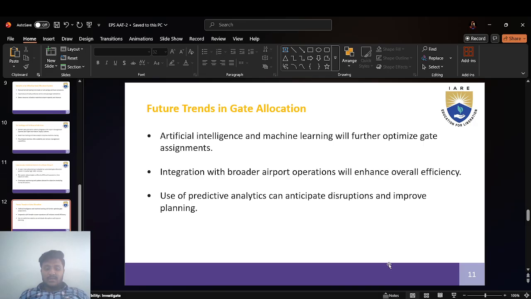Future trends in gate allocation. A big international airport started using an automated system to assign gates to airplanes. Before this, gate assignments could be messy, especially during busy times, causing planes to wait or fight over the same gate. With the new system, the airport was able to reduce these gate clashes by 20%, making it smoother for planes to park and take off.